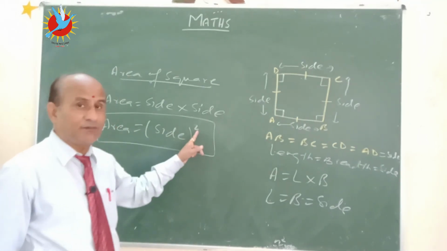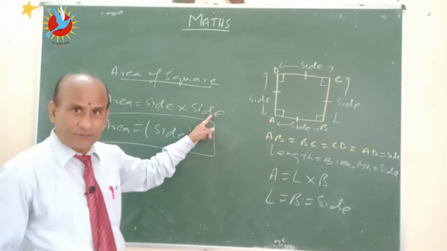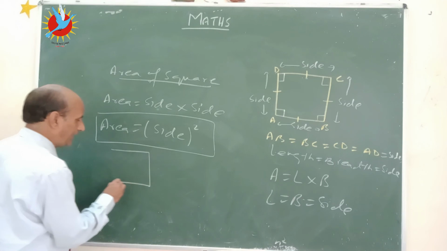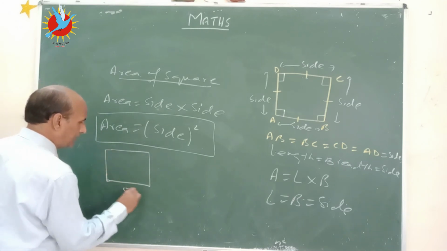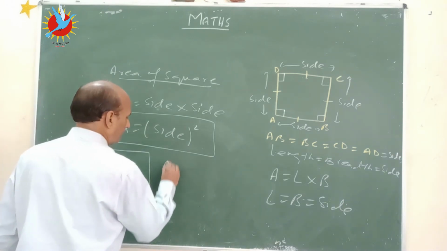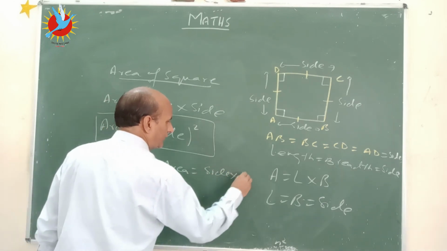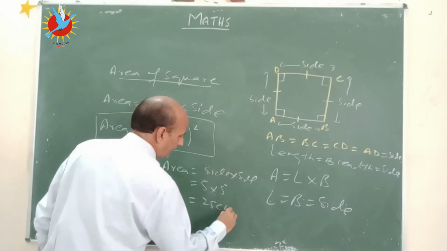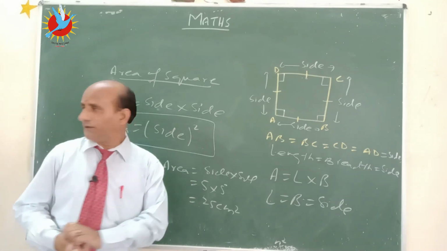Whenever the square is given, it means you have to multiply that figure by itself. Suppose if you are asked to find the area of a square whose side is 5 centimeter. Now the area is equal to side into side, that is 5 into 5, that is 25 centimeter square. So in this way you have to calculate the area of the square.